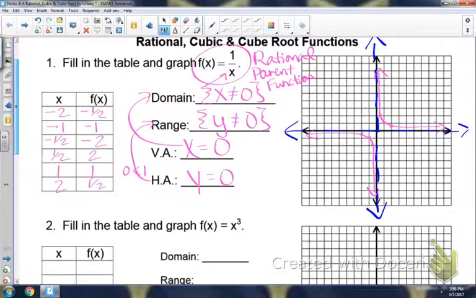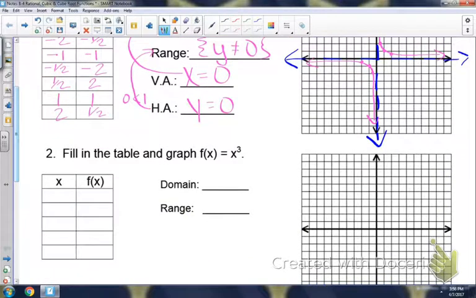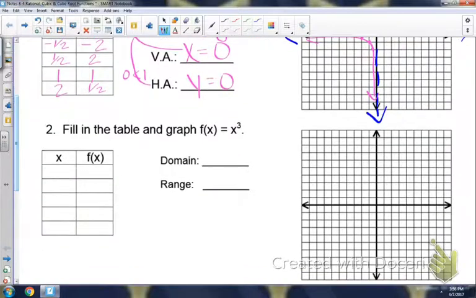Okay, so now we're looking at number 2. So on number 2, we have f of x equals x cubed. So that is the cubic parent function. Okay, so let's plug in a negative 2. So negative 2 cubed would give you a negative 8. A negative 1 cubed, negative 1 times a negative 1 times a negative 1 is a negative 1.